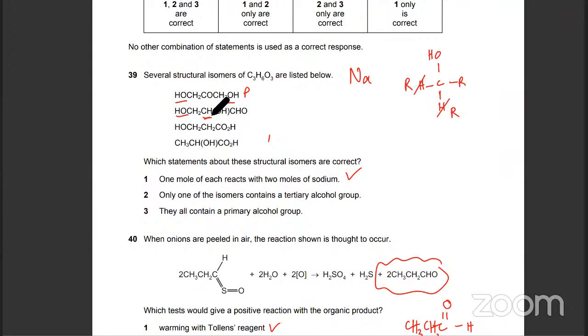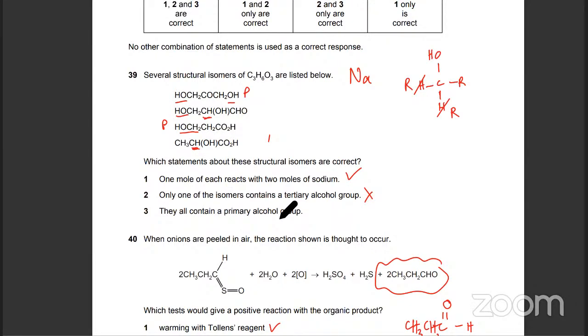So this one over here is a secondary alcohol. I said this one is a primary alcohol. It's got 2 H's. The carbon has 2 H's. Focus on the carbon. So that's a primary alcohol. The last one is again a secondary alcohol because this carbon over here has 1 H. So if it's got 1 H, it's a secondary alcohol. So only one of the isomers contains a tertiary alcohol group? No one contains a tertiary alcohol group as far as we are concerned.